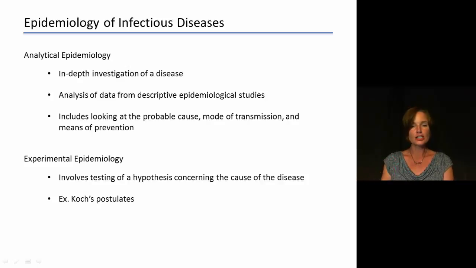Experimental epidemiology involves testing of a hypothesis, trying to really prove the cause of the disease, and eventually getting into Koch's postulates to really conclusively determine that this is the pathogen that causes that specific disease.